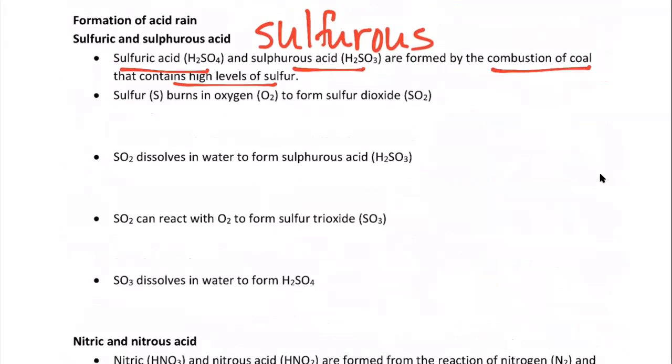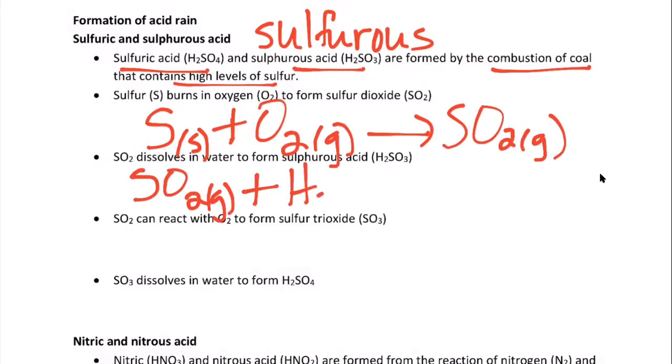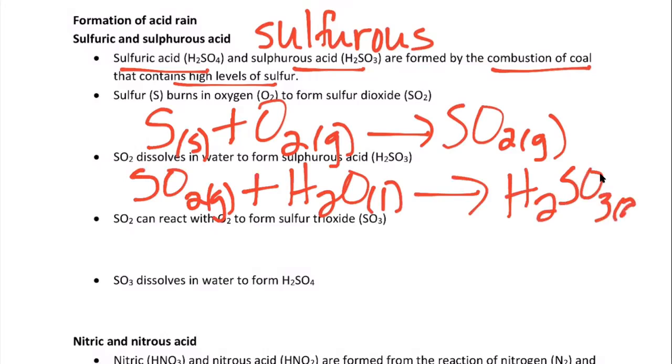Okay, and so basically the steps that you have here is you have sulfur, solid sulfur, burning with oxygen, and it forms sulfur dioxide gas. Okay, then your SO2 gas dissolves in water, so it's going to react with the water, and when it dissolves in water, it forms the sulfurous acid, which is aqueous.